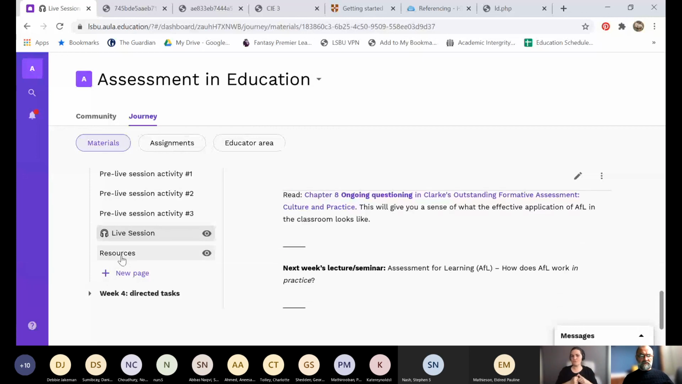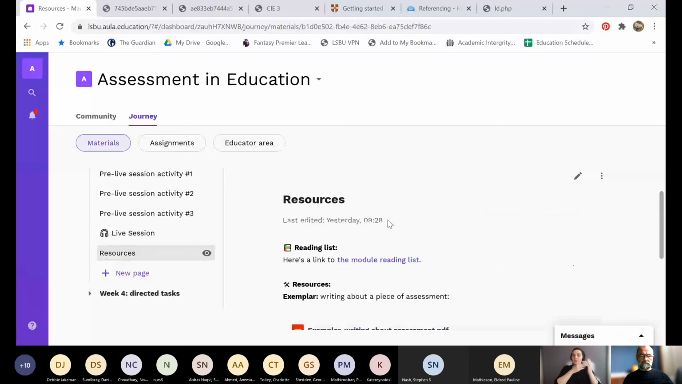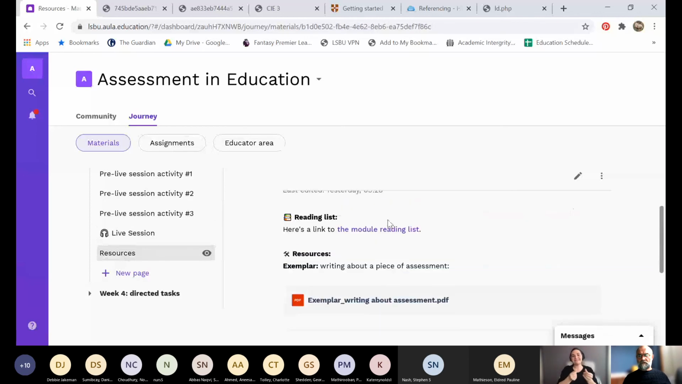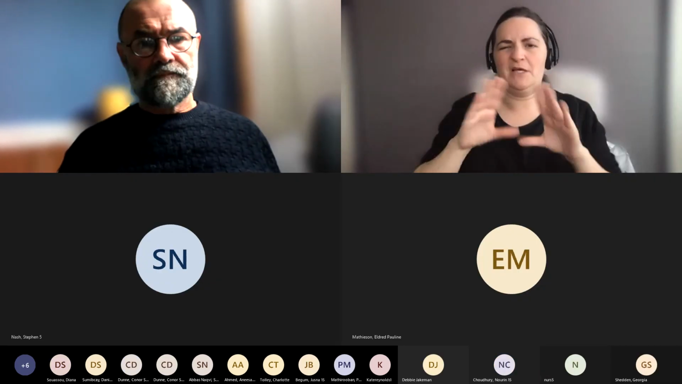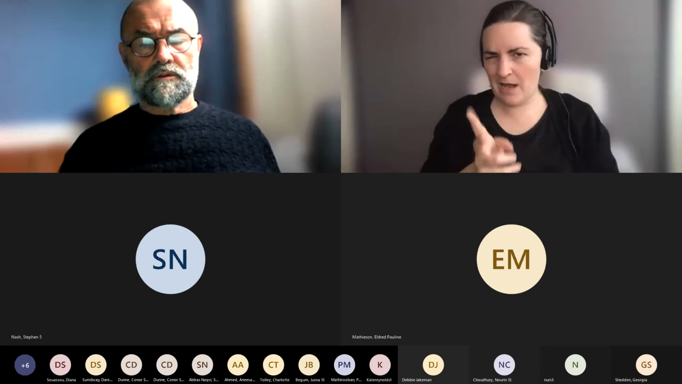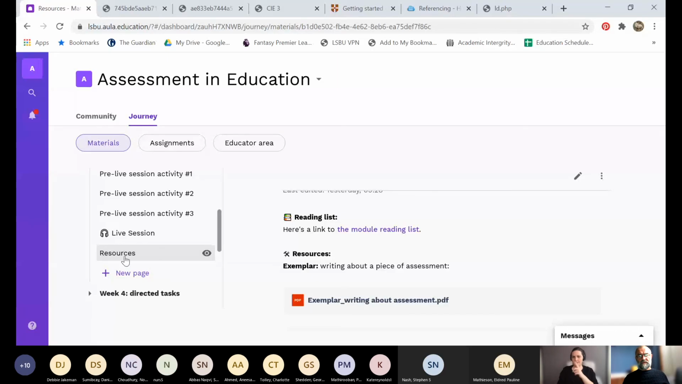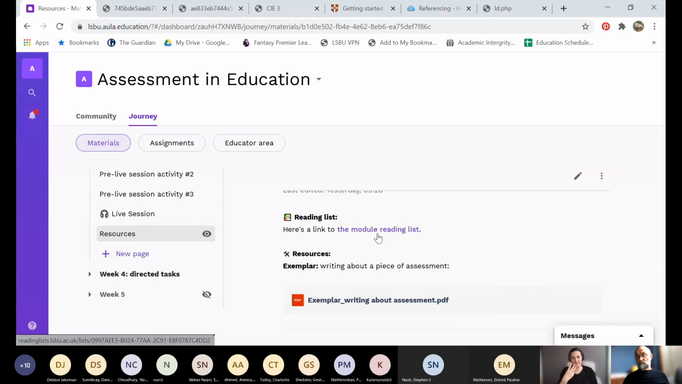In the resources section, you've got a link to the module reading list. I'm just going to unshare and then share again, just to make sure you can see the same thing as I'm looking at. Okay, in the resources section for this week, so we're in week 3 for this week, there's your link to the module reading list. And there's loads of stuff in the module reading list. So if you're looking for literature to support your thinking, that's a good starting point.